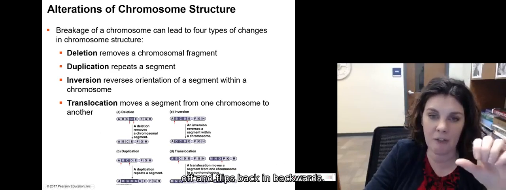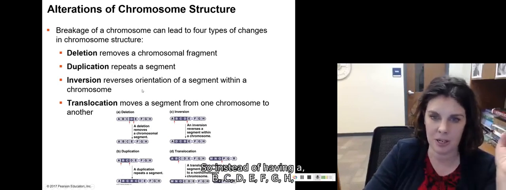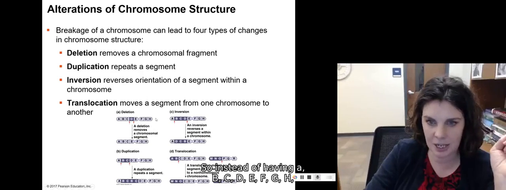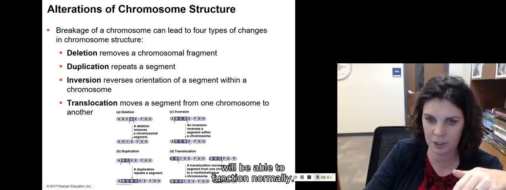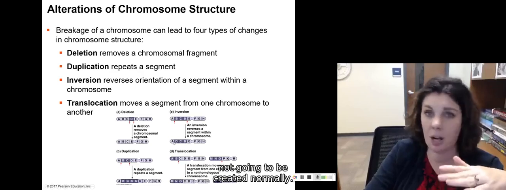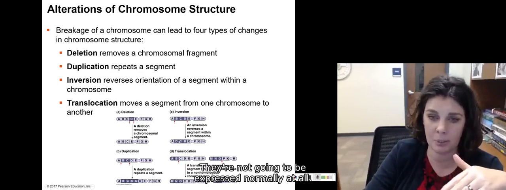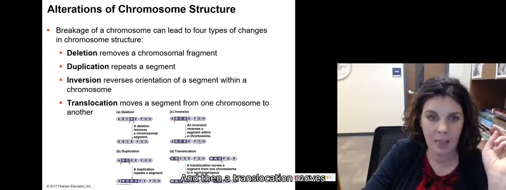An inversion is when a section breaks off and flips back in backwards. So instead of having A, B, C, D, E, F, G, H, you have A, D, C, B, E, F, G, H. And sometimes these genes will be able to function normally, and sometimes those genes are not going to be expressed normally at all.